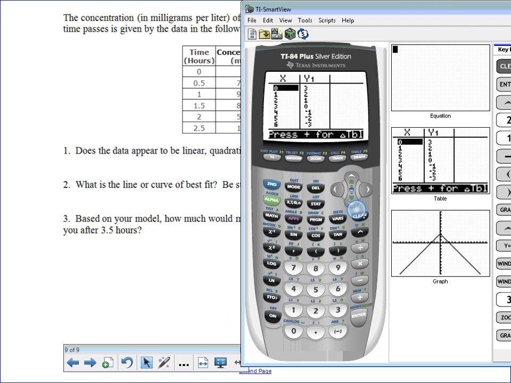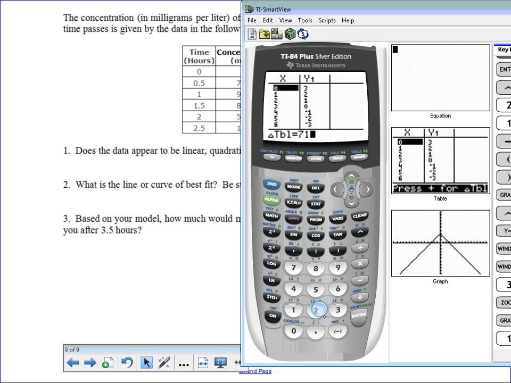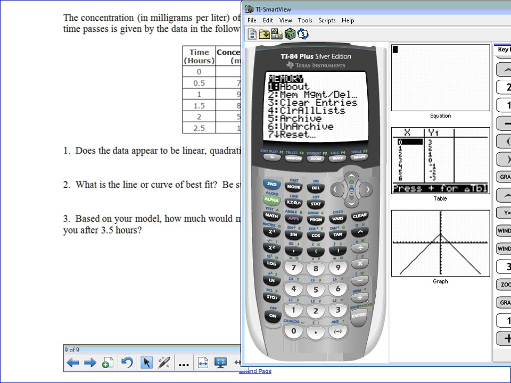So how do we do that? Now, we were doing another problem before, so maybe I'll just reset the whole thing. Well, maybe not. Second plus 7, 1.